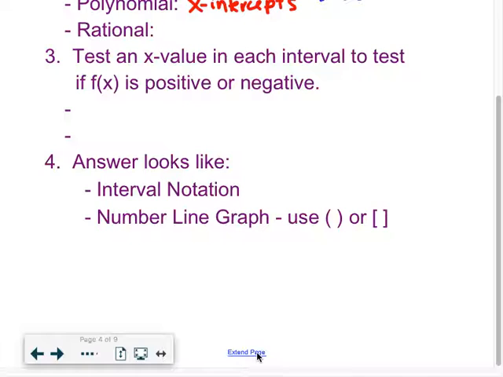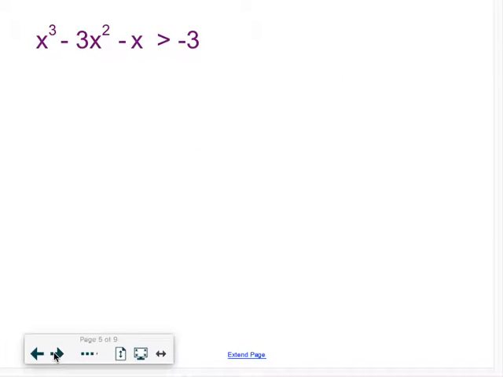Okay, so we're going to look at an example with a polynomial, and then after the polynomial, we'll look at rationals, see if they're the same or maybe different. Okay. So here's our polynomial. x cubed minus 3x squared minus x is greater than negative 3.